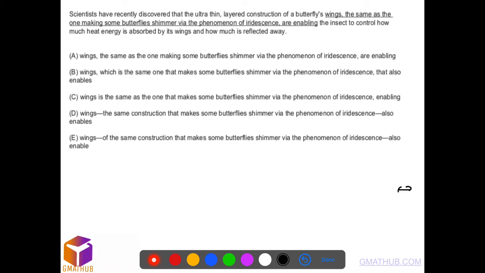Scientists have recently discovered that the ultra thin layered construction of a butterfly's wings, the same as the one making some butterflies shimmer via the phenomenon of iridescence. Now this is the modifier, we can just remove it. Are enabling. What is enabling? The construction is enabling. So construction is singular, are is wrong. This is out.